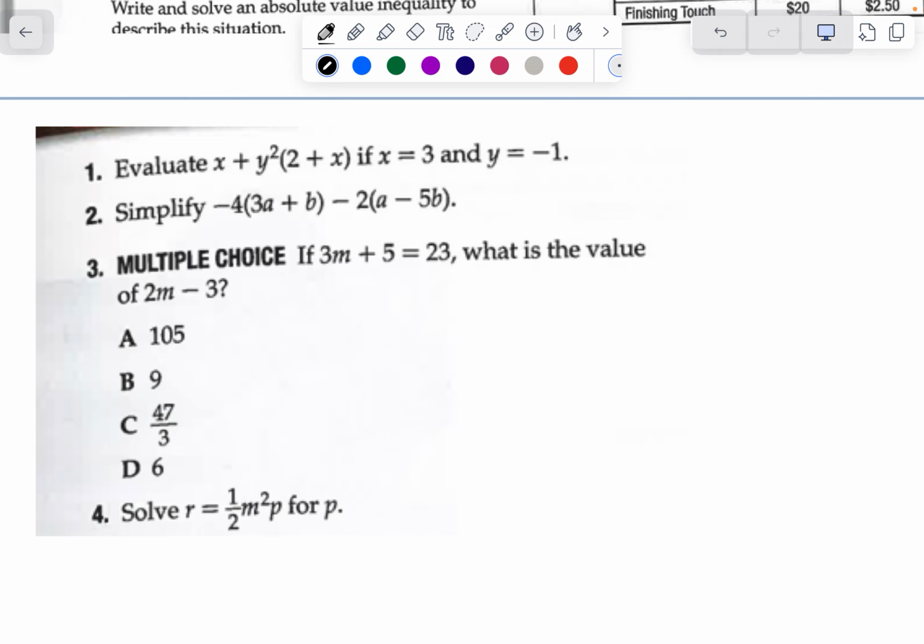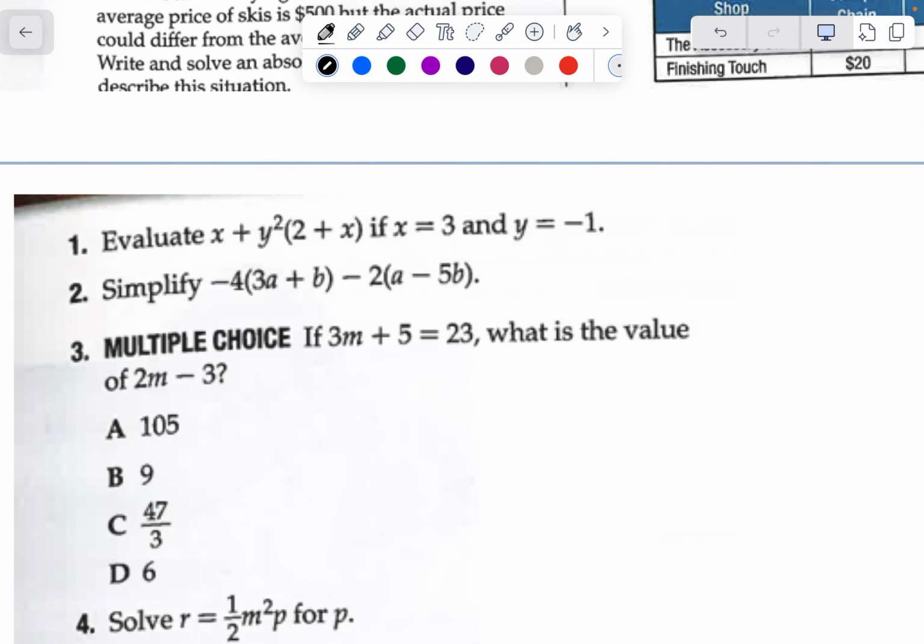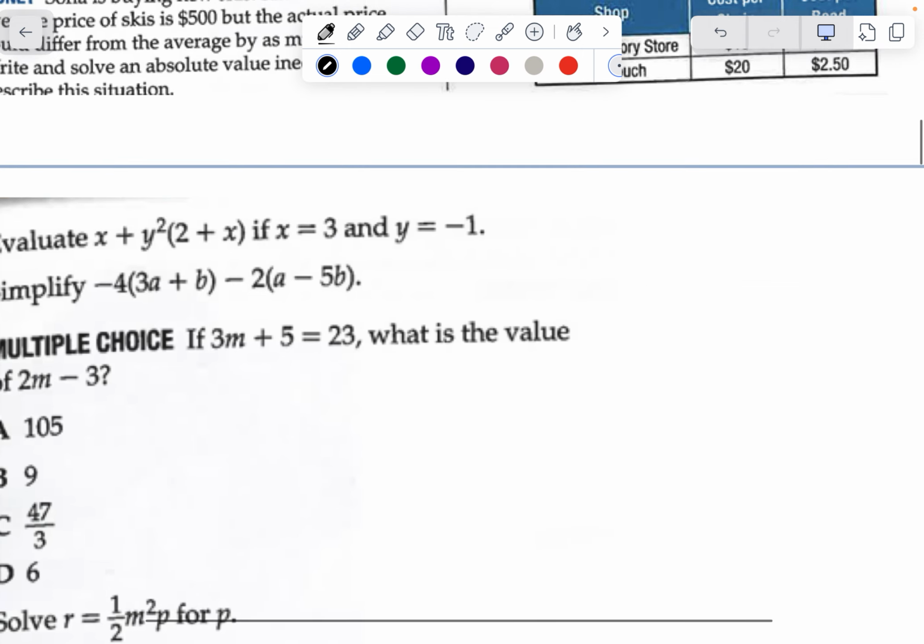Okay, take a look at problem number 1. We've got this problem. It asks us to evaluate x plus y squared times the quantity of 2 plus x if x is 3 and y equals negative 2. So a good idea is to rewrite it on your paper, and then once you've rewritten it, directly underneath it, substitute in the values. Now, if you're substituting in a negative, definitely want to use parentheses. The positives you can or can't, depending on how they're placed.